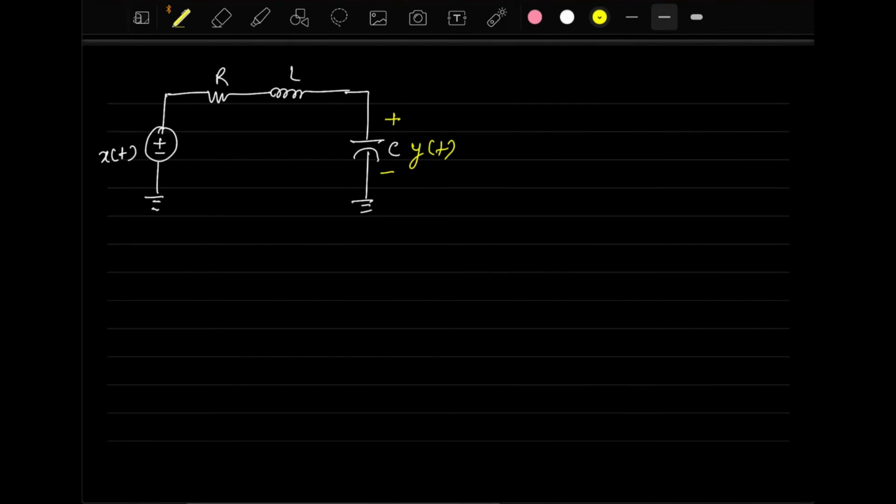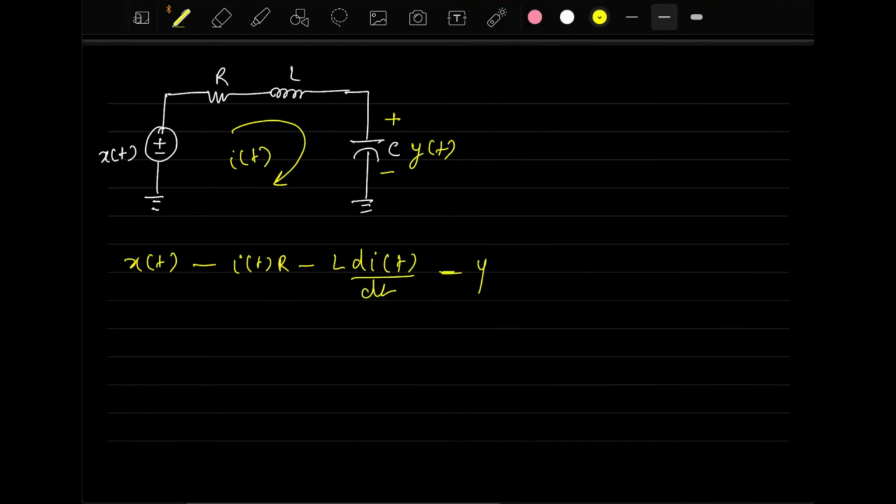So now what you are doing is you are again doing the same thing. You have to put it as the current flowing into the loop. So now when you write KVL here, it will be xt minus itR minus L d it by dt, and then you can write it as minus yt, because you have to relate yt with xt. So it's the voltage across the capacitor, so we can write it as yt.